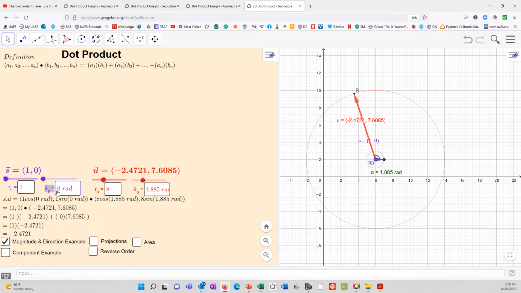Okay, so to make this 0, 1, I might want to switch this to pi over 2. That goes straight up now, so it's 0, 1. Now the angle between is a little harder, is not the same as just the angle from this one. But here we get, of course, just the second component of this, which is r times the sine of that angle. But of course, that angle is not the angle between the two vectors.